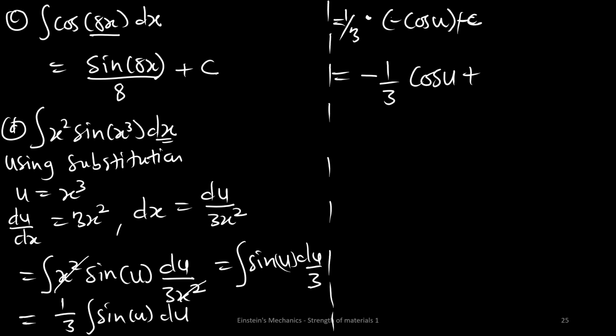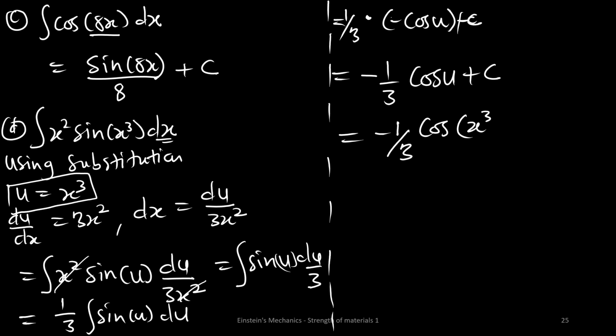But then we have u equal to x cubed. And our expression is going to be negative 1/3 cos x cubed plus c. So this is our final expression. Are we okay? Alright, so this is by the substitution approach, and we are getting a final answer.